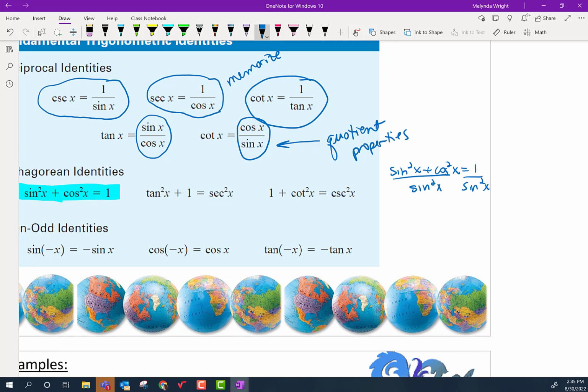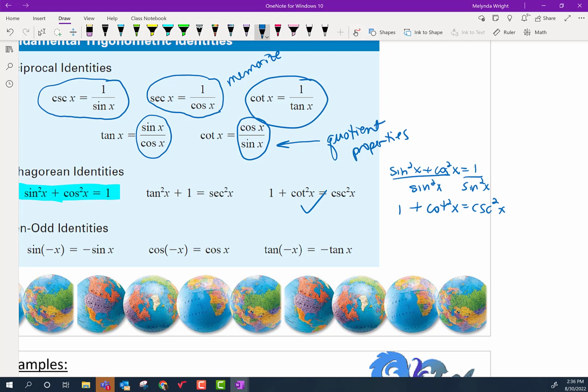So sine squared over sine squared is 1. Cosine squared over sine squared is cotangent squared. And 1 over sine squared is cosecant squared. And you can see that we just generated that one without having to memorize it.